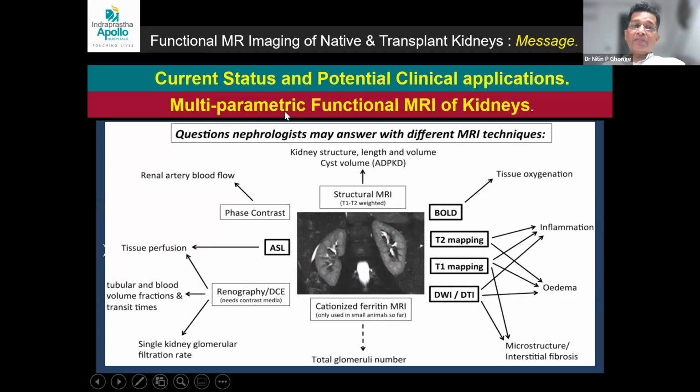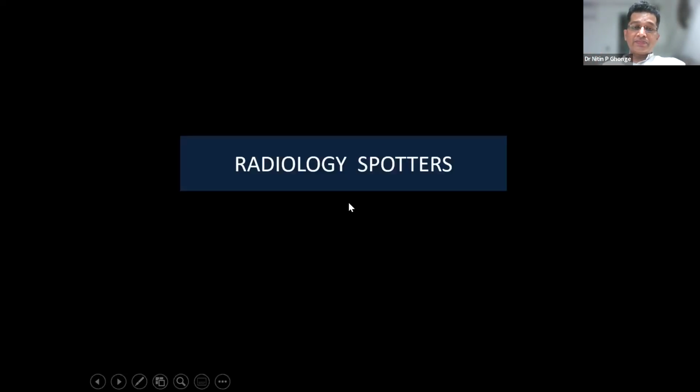So this is what is called multiparametric functional MRI of the kidney, which includes structural MRI of basic T1 and T2 values, then BOLD MRI for tissue oxygenation, diffusion-weighted MRI, diffusion tensor MRI for microstructural details and interstitial fibrosis, and renography and phase contrast for the perfusion of the renal parenchyma. So as a nephrology resident, you need to be aware of this upcoming thing in imaging of the kidneys.